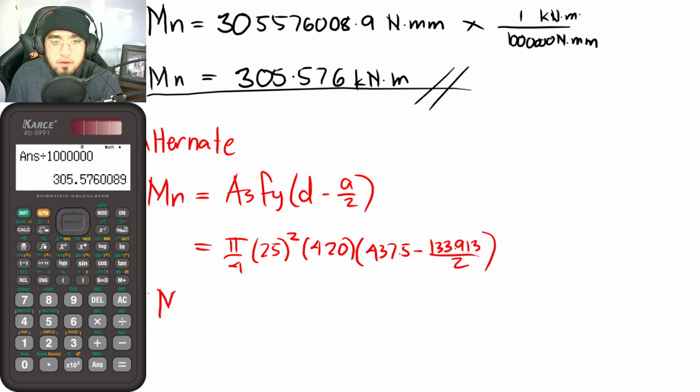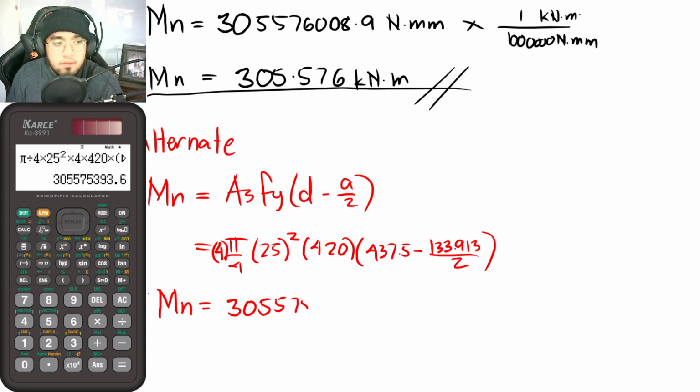So solving for the value of Mn. So pi over 4 times 25 squared. Oops, sorry. This should also be multiplied by 4. I forgot the value of 4. So 4 pieces of 25 rebars. So just multiply this by 4, times 420 times 437.5 minus 133.913 divided by 2. Okay.